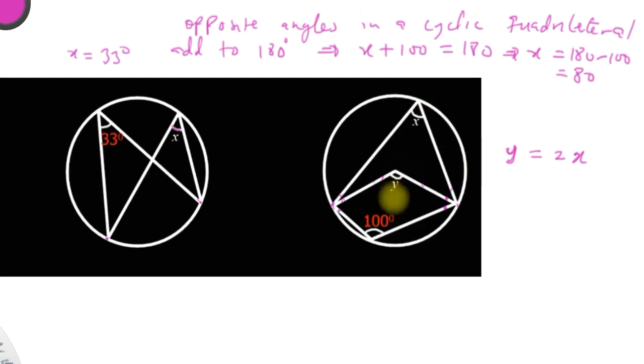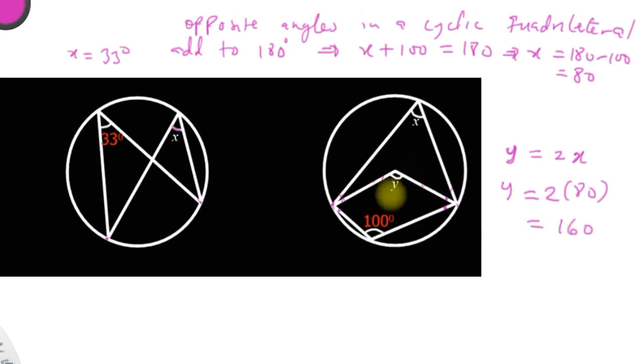And then we know that if we want to find y, this is y, which is the angle formed by this arc at the center, and it is equal to 2 times x, which is the angle formed by the same arc on the circumference. So y is equal to 2s. S is 80, so y is equal to 2 times 80, which is 160.